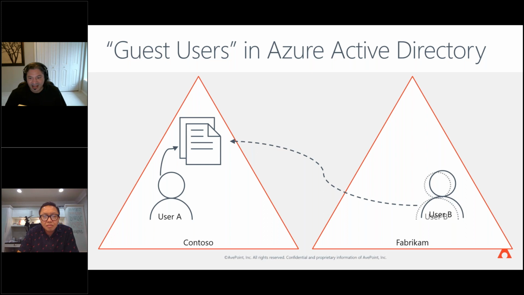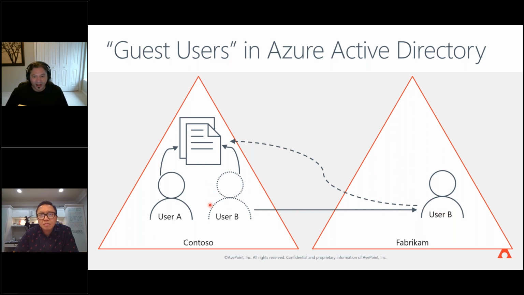It looks exactly like what we did before, right? We have Fabricam user B, and now I have a user B here in Contoso. The difference is this is not really a user that I create. What I create is a reference to user B back in Fabricam. This is a different type of object. It's not a user object, it's a guest user object. So everybody in the tenant knows that this is a guest. The directory knows that it's a guest, right?